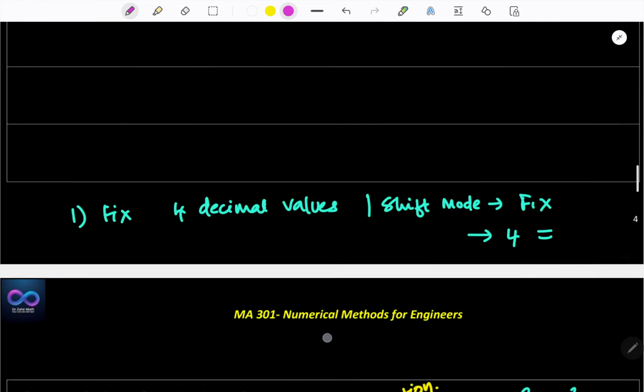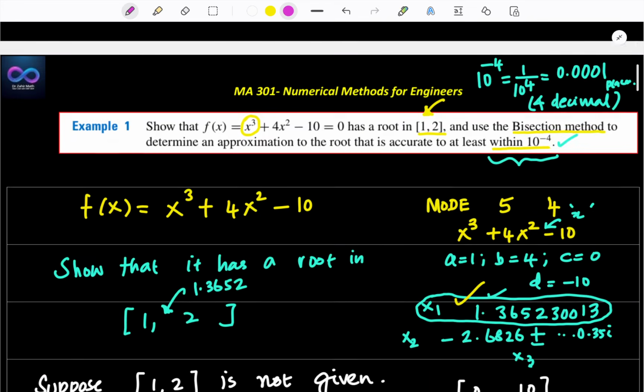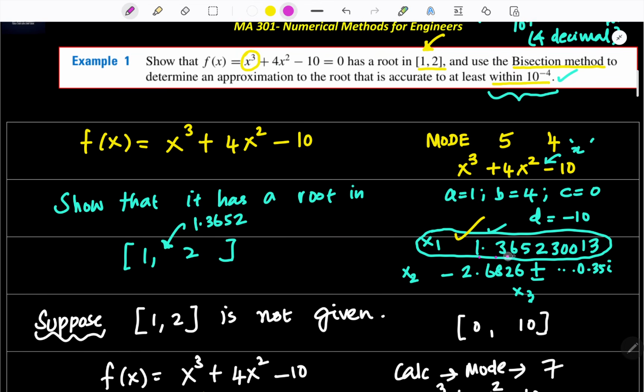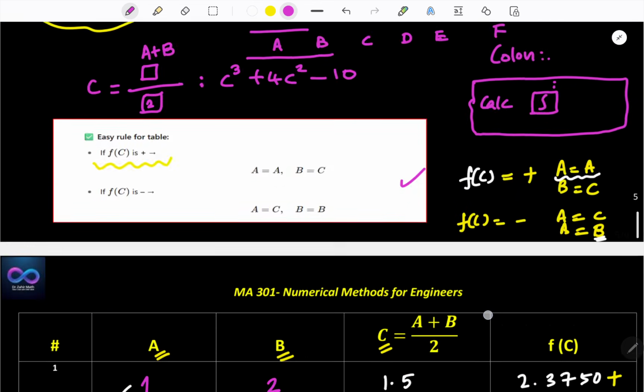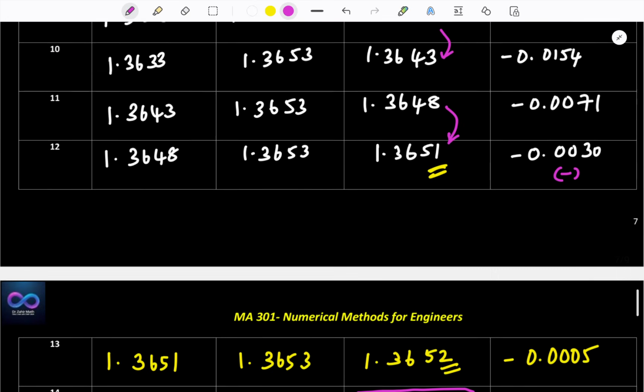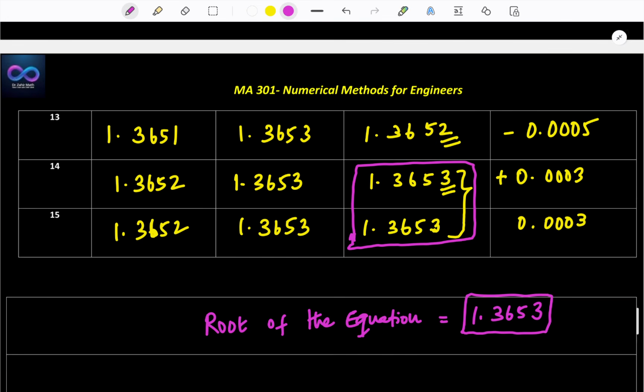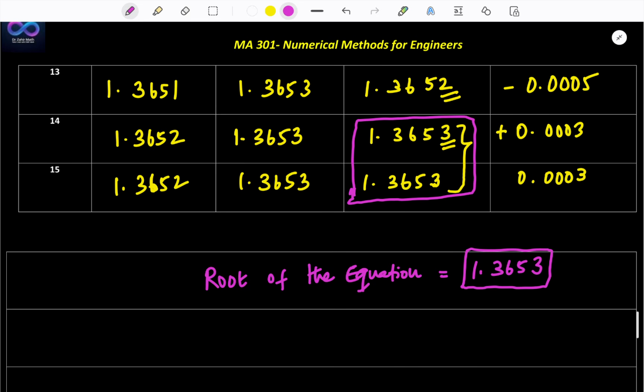I told you, go for mode 5-4. Remember? See here, 1.36523 we are getting. So we got the 4 decimal exactly. 1.3653 we got it. Sometimes the last few decimals it won't give correctly, but this will give approximately. So 1.3653 is your answer. Okay. Right. So this finishes the question.